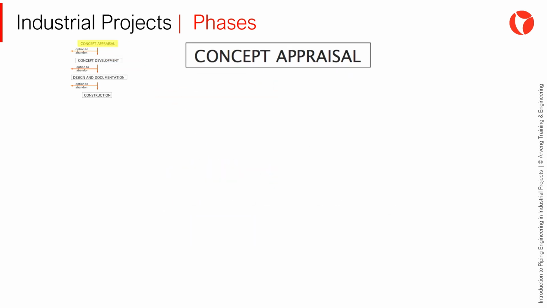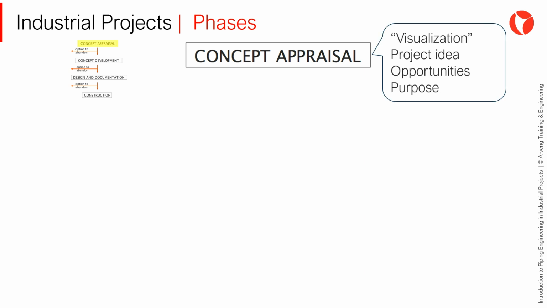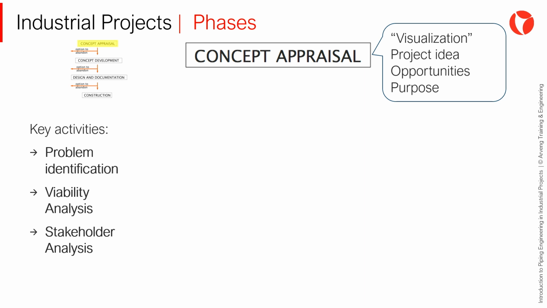The concept appraisal starts by recognizing unmet needs of a product or service. This phase, called visualization in other project management models, is where the idea of the project takes shape. The goal is to identify opportunities, define the overall vision, and establish the purpose of the project. Key activities include problem identification, for example, understanding the challenges to be addressed, preliminary feasibility analysis, and preliminary stakeholder analysis.